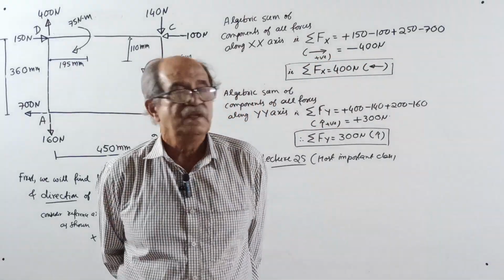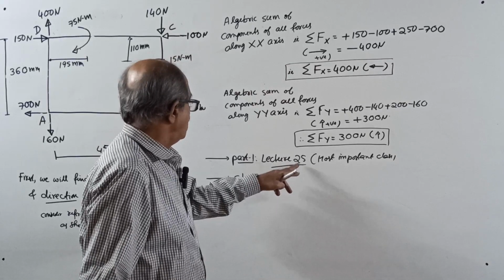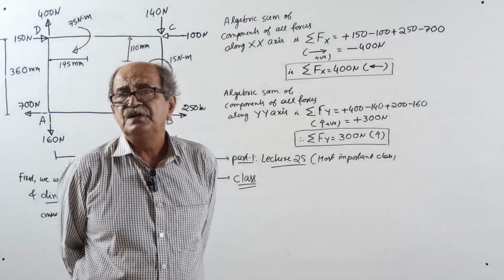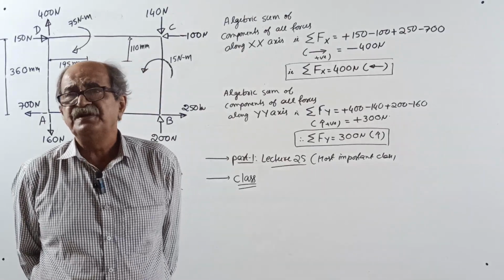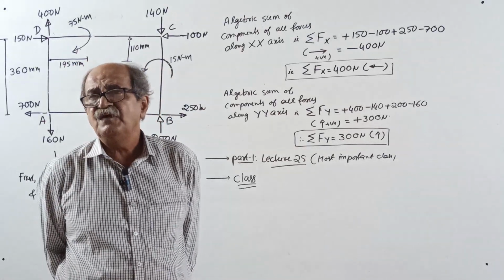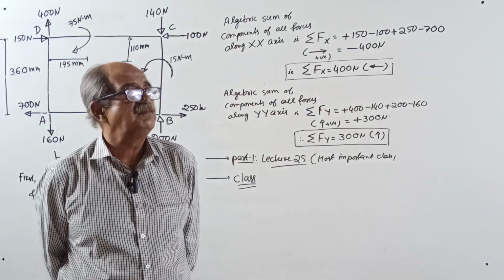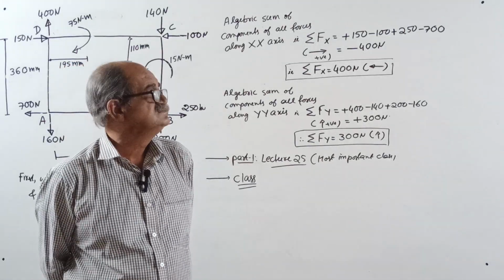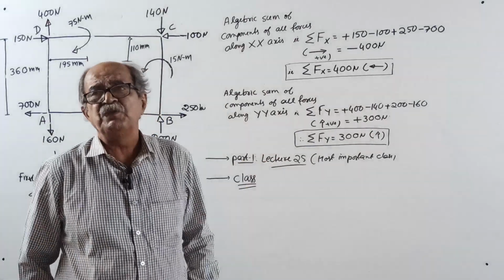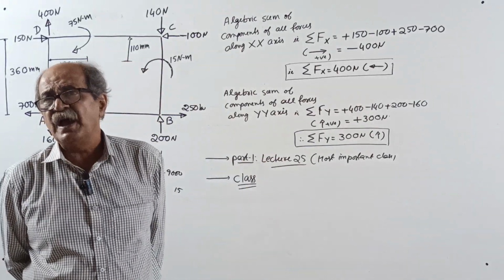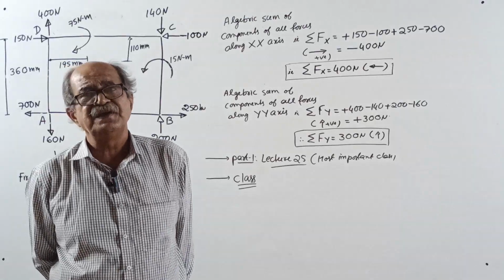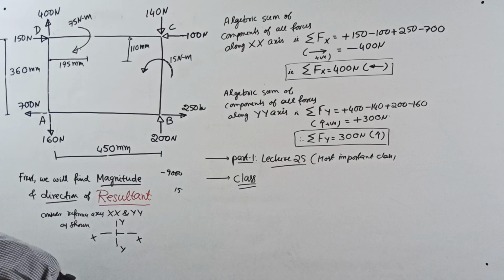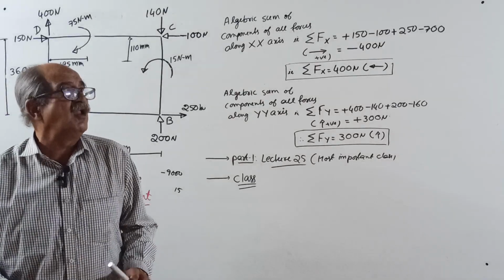Welcome to all. This is lecture 25 of part 1, the most important class for finding resultant. Earlier we found resultant for concurrent force system, where, if you remember, we found only magnitude and direction. Now we are going for coplanar force system. Here you have to find magnitude, direction and line of action. Everything one by one I will explain. You need not start wondering why it is that way.